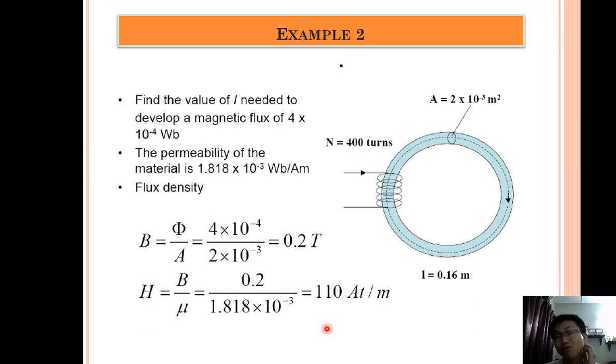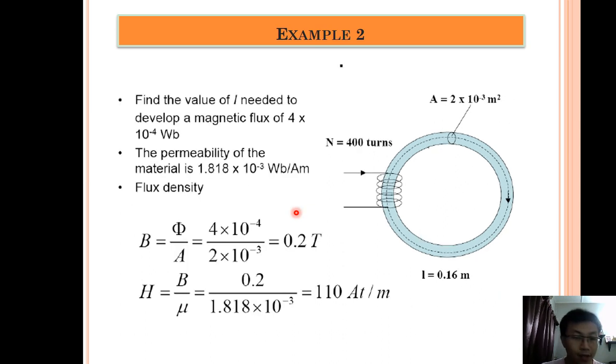Let's go through an example on how to use all the equations. Find the value of I needed to develop a magnetic flux of 4 times 10 to the power minus 4 Weber. For example, this is a ring, and the cross-sectional area given is 2 times 10 to the power minus 3 meter squared. N is 400 turns. The length is 0.16 meter, meaning from here, go back to that point. This is 0.16 meter. So now, what do they want? They want the value of I. Where is I? How come no I?